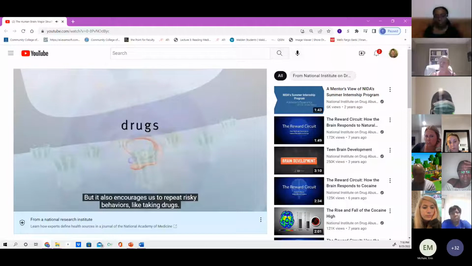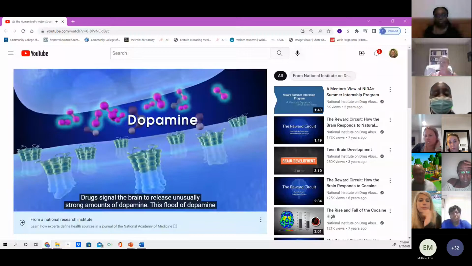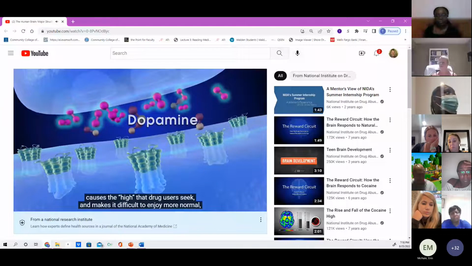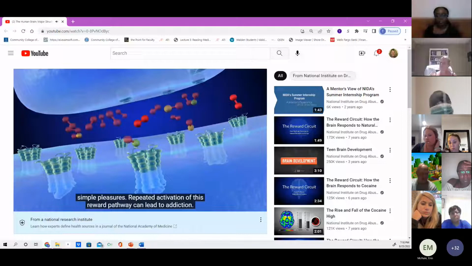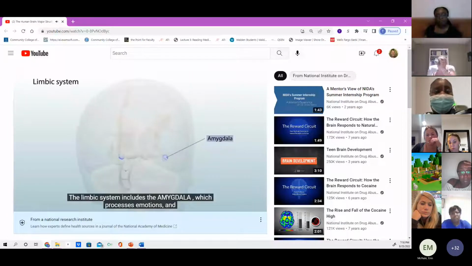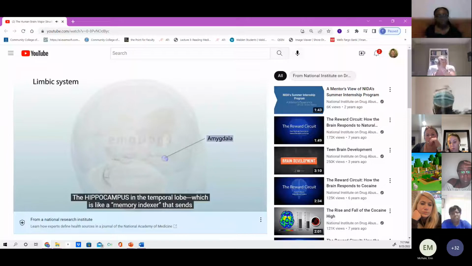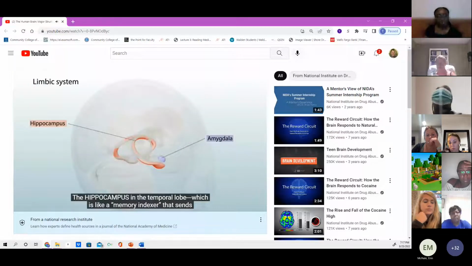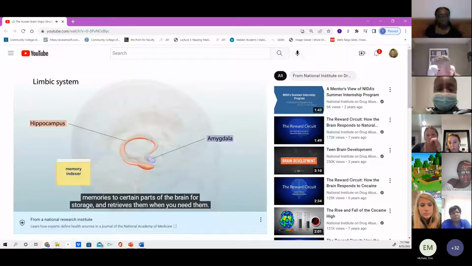Drugs signal the brain to release unusually strong amounts of dopamine. This flood of dopamine causes the high that drug users seek and makes it difficult to enjoy more normal, simple pleasures. Repeated activation of this reward pathway can lead to addiction. The limbic system includes the amygdala, which processes emotions, and the hippocampus in the temporal lobe, which is like a memory indexer. It sends memories to certain parts of the brain for storage and retrieves them when you need them.